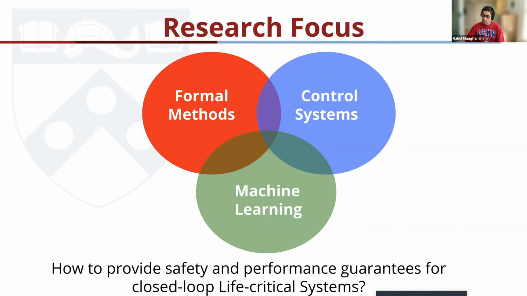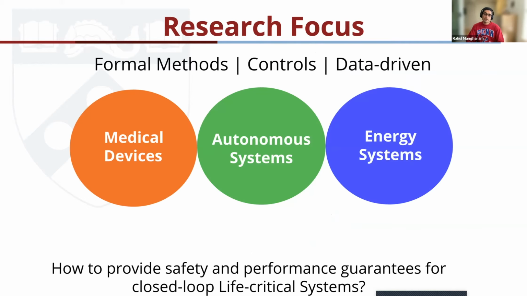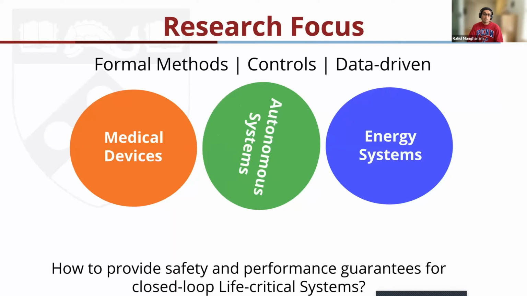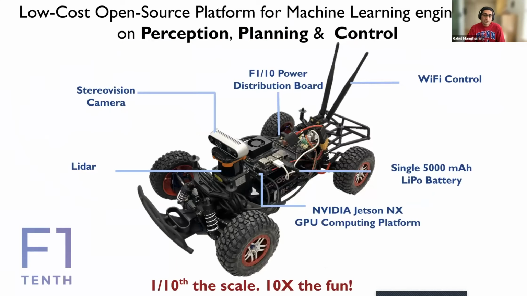But whatever research we do, we focus on the same type of question: how do we provide safety and performance guarantees for these closed loop life critical systems? We apply them to implantable medical devices like pacemakers and defibrillators, which are autonomous systems inside of your body that can shock your heart and are out of your control, and can cause life and death problems if there are bugs in the software. And energy systems. Today, obviously, I'll talk about just our autonomous systems. But we'll bring it to a fun level.